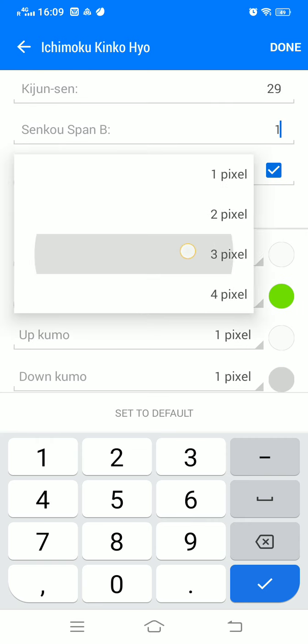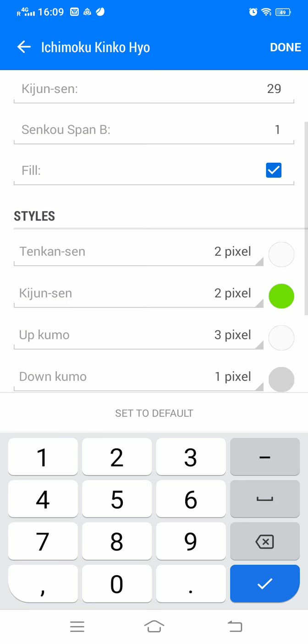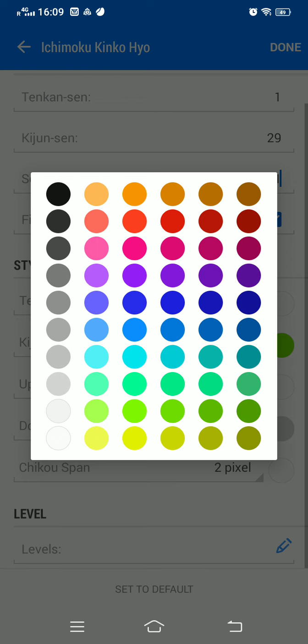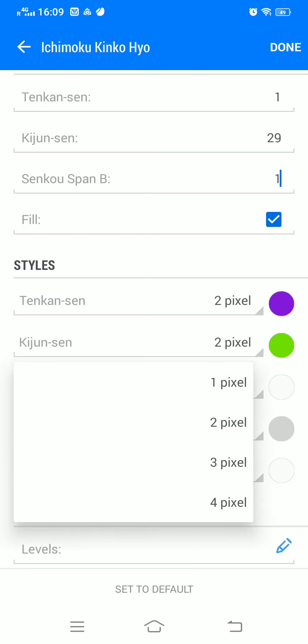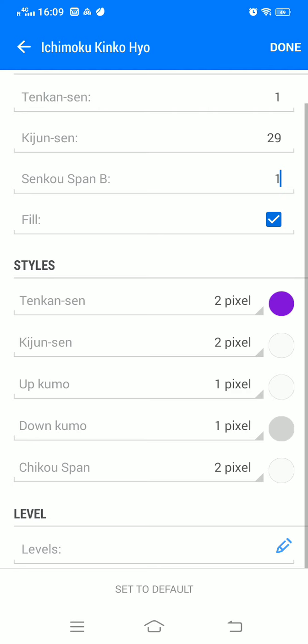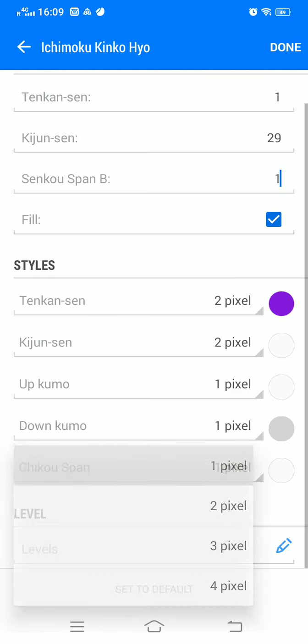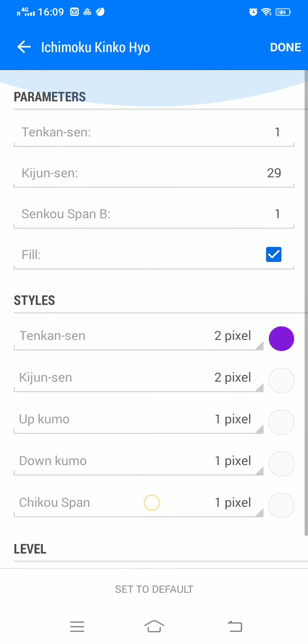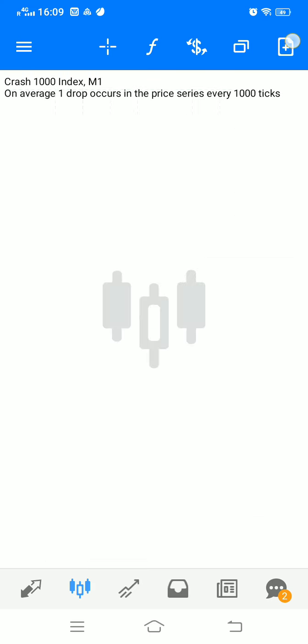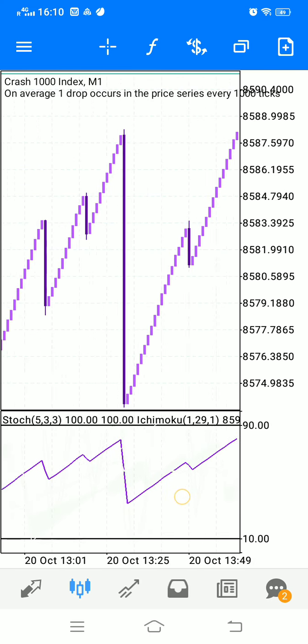Under styles, your first one, the Tenkan-sen, we're going to make that green, or any color of your choice. I'm going to take a nice purple. Everything else I'm going to change to the color of my background, which is white. So everything is white. Levels, we will have no levels with our Ichimoku. Then we click done. Now we have our Ichimoku.